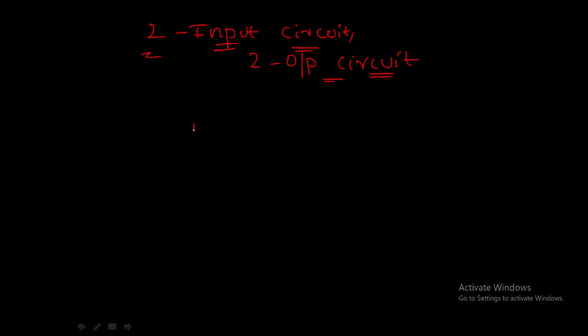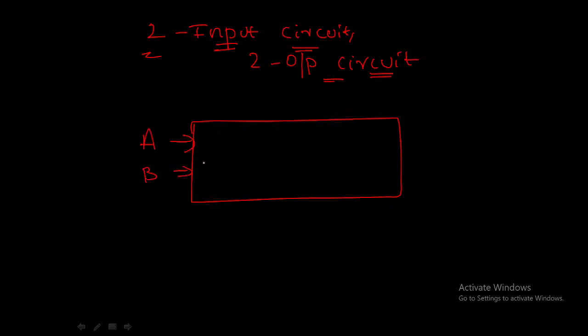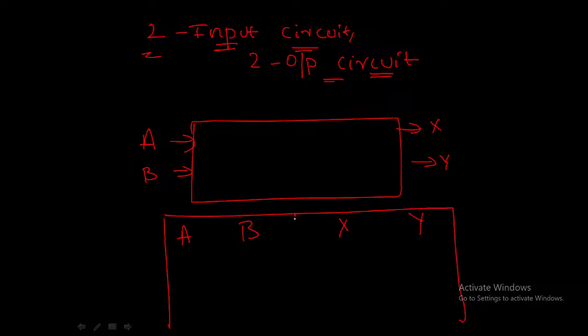And if we have a two input circuit and a two output circuit, how will it look? Let's say this is a black box with two inputs, A and B, and two outputs, X and Y. Then our truth table will look like this: A, B, X, Y. What are all the possible cases of A and B? It can be 0,0, 0,1, 1,0, and 1,1.